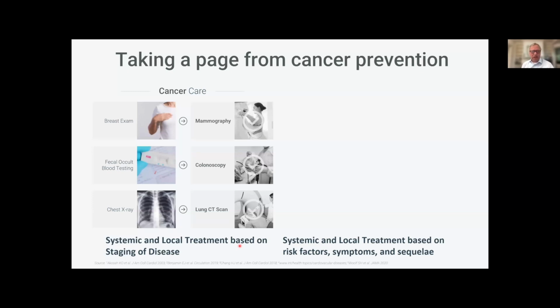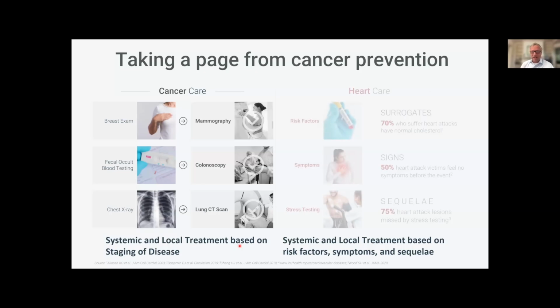One way is, we didn't have to look far, because when you look at cancer, prevention has been transformed over the last 30 years by moving from relying on symptoms, physical exams, or very simple methods to direct imaging of the disease with advanced methods such as mammography, colonoscopy, and lung CT scan. Based on these images, there are systemic and local treatments given to the patient based on a staging system for disease.